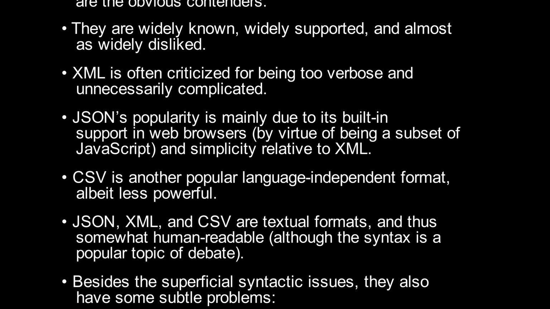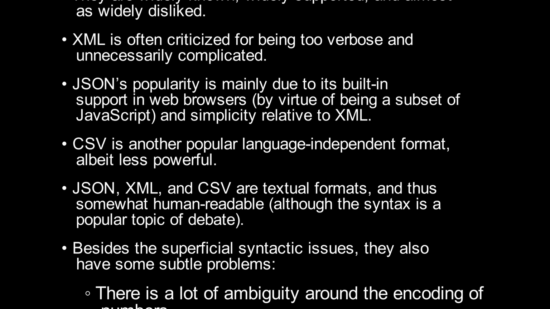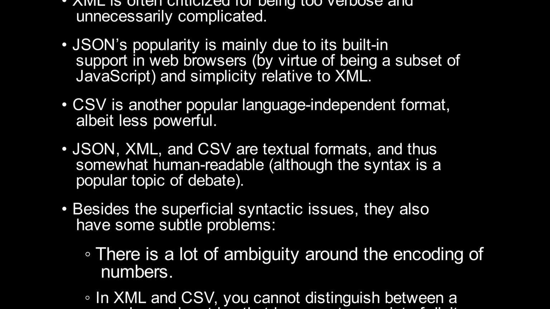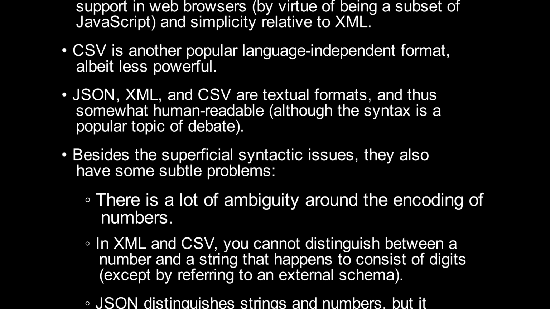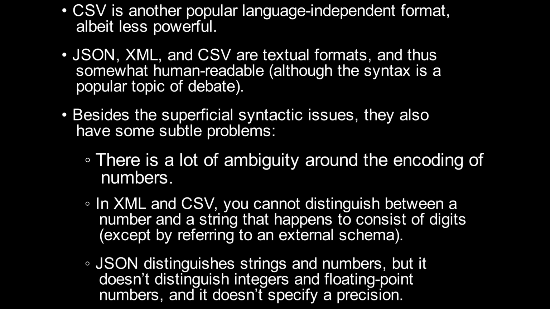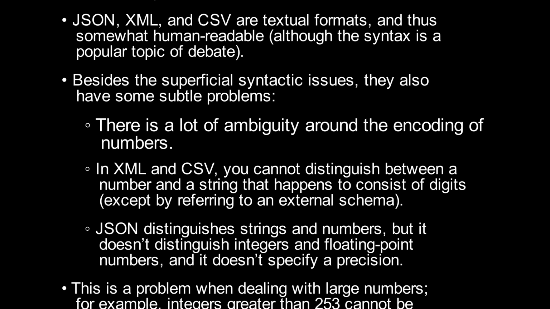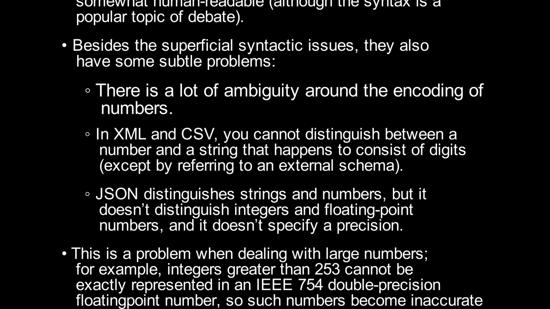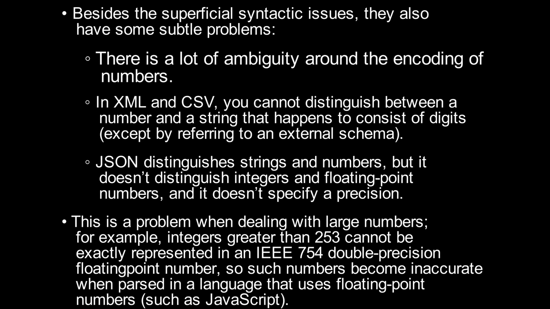JSON, XML, and CSV are textual formats, and thus somewhat human-readable, although the syntax is a popular topic of debate. Besides the superficial syntactic issues, they also have some subtle problems. There is a lot of ambiguity around the encoding of numbers. In XML and CSV, you cannot distinguish between a number and a string that happens to consist of digits except by referring to an external schema. JSON distinguishes strings and numbers, but it doesn't distinguish integers and floating-point numbers, and it doesn't specify a precision. This is a problem when dealing with large numbers.